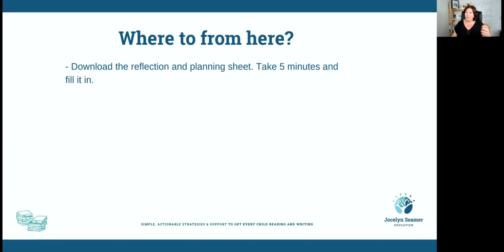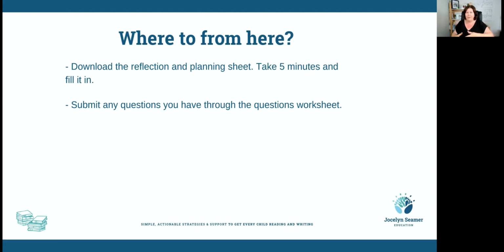Where to from here? Well, just like yesterday, download the reflection and planning sheet and take that 5 minutes. Really think about, have I got this? Am I working towards it? Or is this, oh, I'm nowhere near this. And so, we need to have a think about it. But remember, the goal isn't that you come away from this 5-day program with a list of 150 items that you have to get good at tomorrow. It's simply to identify what you're already doing well and have a think about what the next steps are. You don't have to worry about climbing the whole flight of stairs. It's just, what's the one next step?